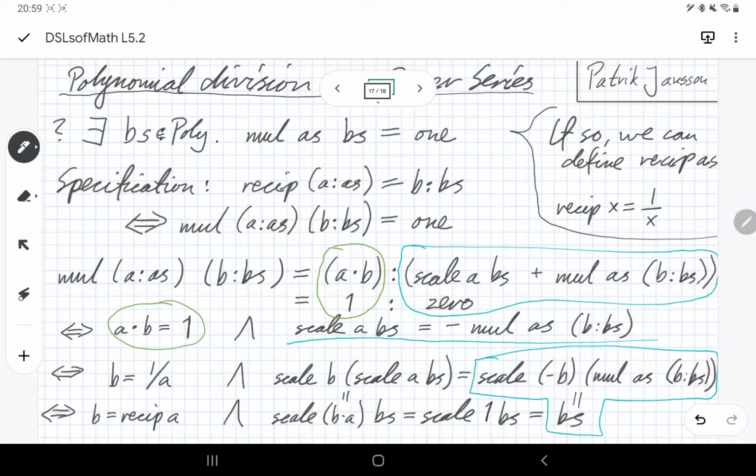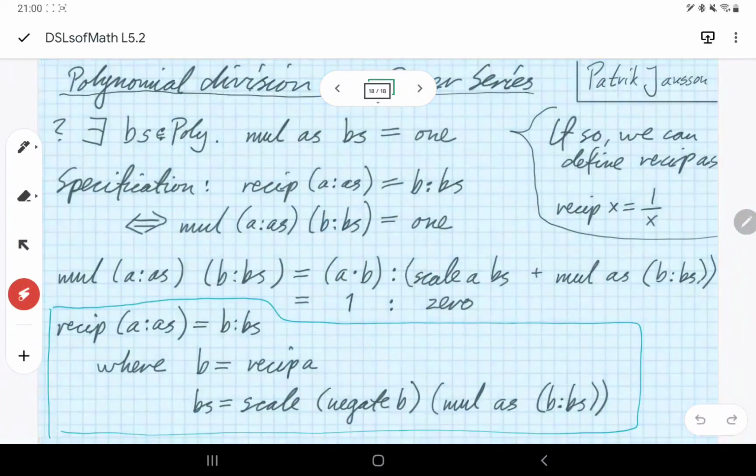So if I define bs to be the expression scale minus b mul as b cons bs, then the equation is solved. So notice what I did. I split up the equation into the head part and the tail part. I reformulated the tail part in terms of a simple operation on bs. Bs is what I'm after. And then I inverted this operation by scaling by b, where I had scaled by a, doing the same on the other side. And then I noticed, okay, now I actually have a defining equation for bs.